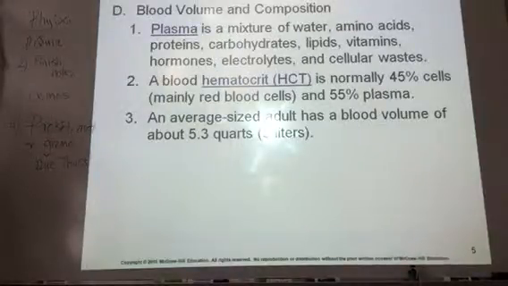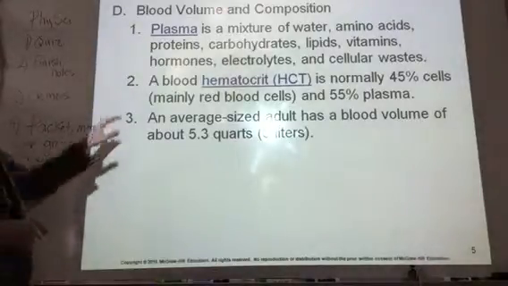So when we actually look at the volume of your blood and composition, plasma, which is the liquid part, is mostly water. It also contains amino acids, proteins, carbs. A lot of this is from the foods that you eat, your lipids, vitamins, hormones. A lot of your hormones from your endocrine system are carried through your bloodstream. Electrolytes like sodium, potassium, and then your cellular wastes are carried through your blood and dropped off at the lungs or kidneys and places like that.